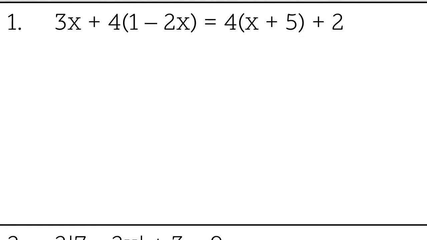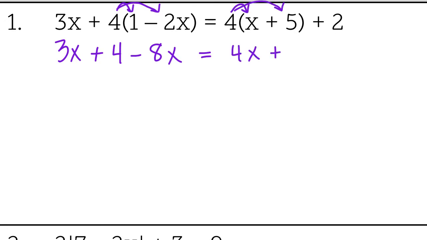So I have 3x plus 4 parentheses 1 minus 2x equals 4 parentheses x plus 5 then plus 2. The first thing you always do when you're solving is get rid of parentheses, so we are going to distribute what's in front. So the left side is going to turn into 3x plus 4 minus 8x equals, and then on the right side, we'll distribute, which gives us 4x plus 20 plus 2.